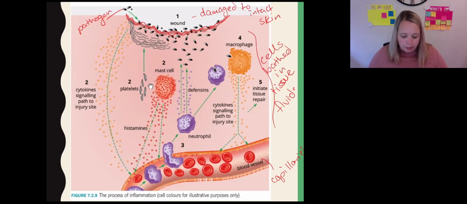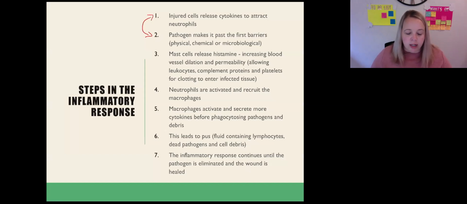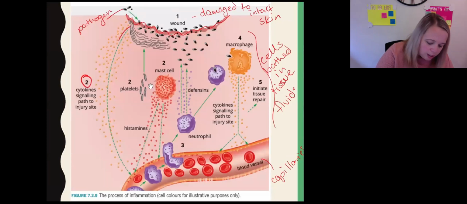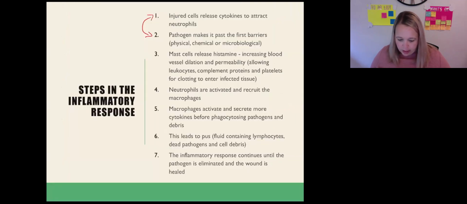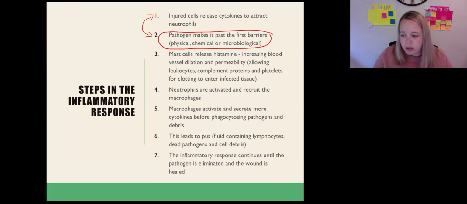The first thing that's going to happen is that your injured cells, the ones at the top of this wound at number one, are going to release cytokines. That is number two down here. So they're releasing these cytokines down into your body. Now, the other thing is the pathogen is making it past the first barriers. I think I've got this as the first step in your notes, so you might want to fill that in.